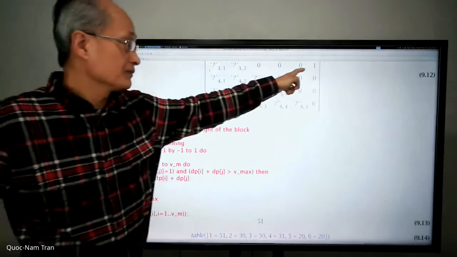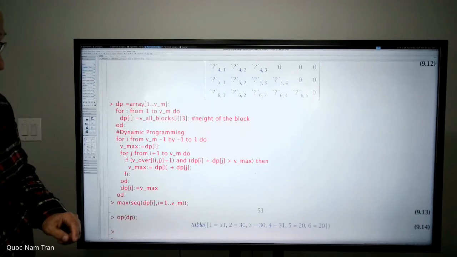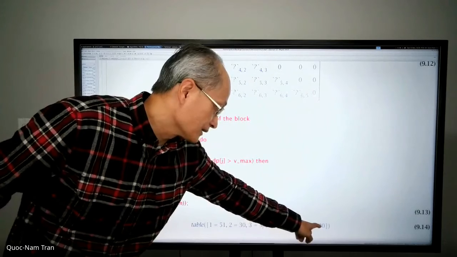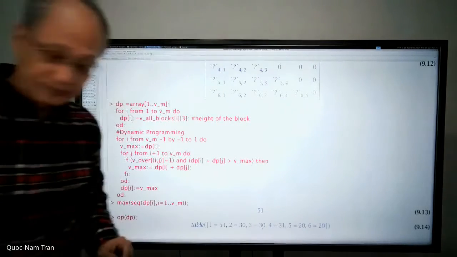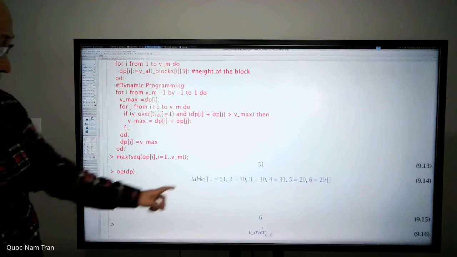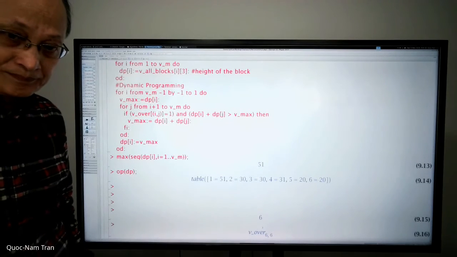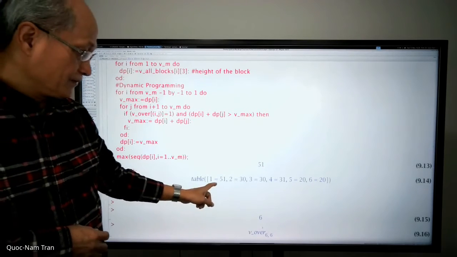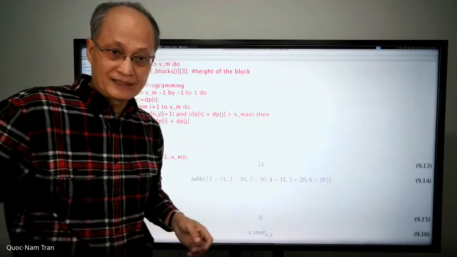3, we can put it on top of 6. So that means that for 3, we would have 10, and then plus the one on top of 6 is 20, right? So 10 plus 20 is 30. Okay, so do you have the same thing here? Okay, very good. So you have 51, 30, 30, 31, 20, and 20.